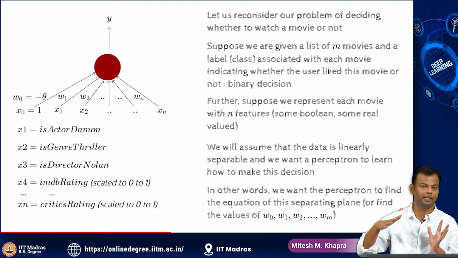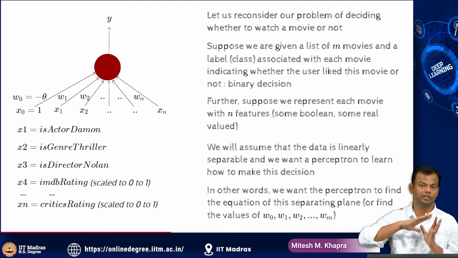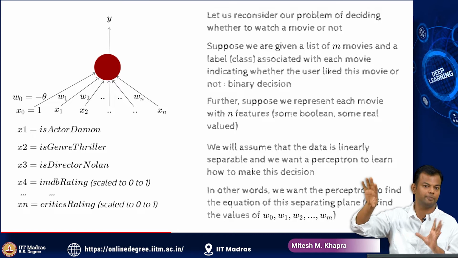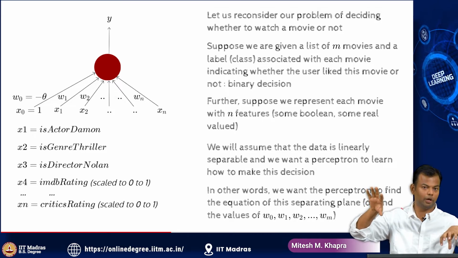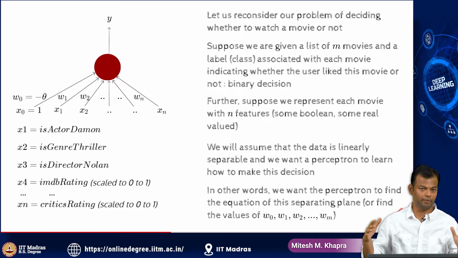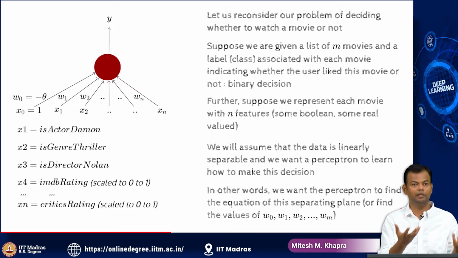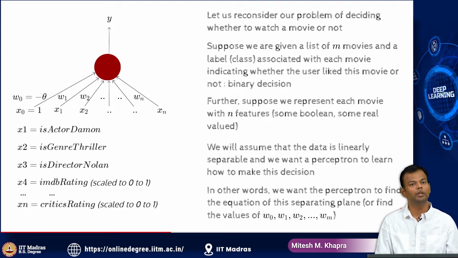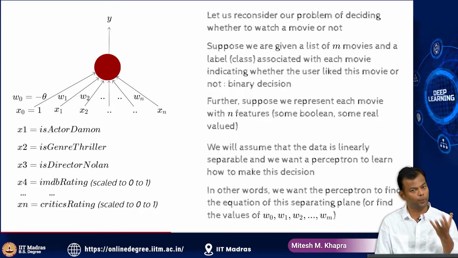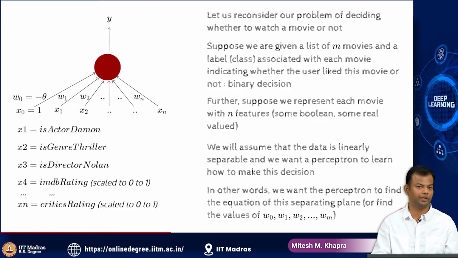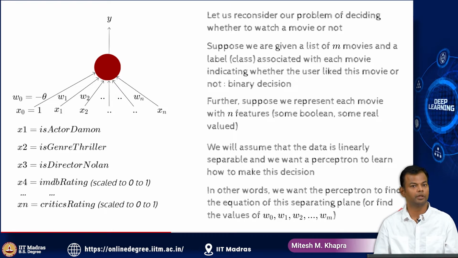That means you can draw a line or a plane or a hyperplane such that all the points for which the output should be positive are in one half space, and all the points for which the output should be negative are in the other half space, right? So we'll assume that the data is linearly separable. And then in this real classification problem, right, this is not a cooked up problem, we are interested in learning these weights, right? So that's what we want to use a Perceptron for, handling these kinds of classification problems, right?